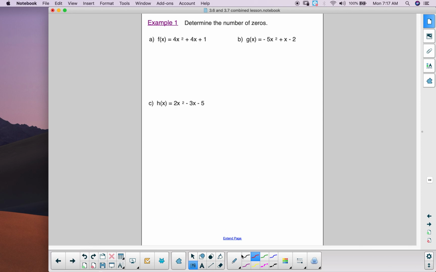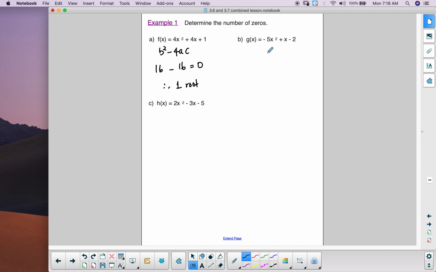So let's try an example here. You're given this, and you have to find the number of zeros. You don't have to solve it. It's in the standard form, so I'm just going to go ahead and find the discriminant, b squared minus 4ac. In this case, that's 16 minus 16, which is equal to 0. So therefore, one root, because the discriminant is equal to 0.